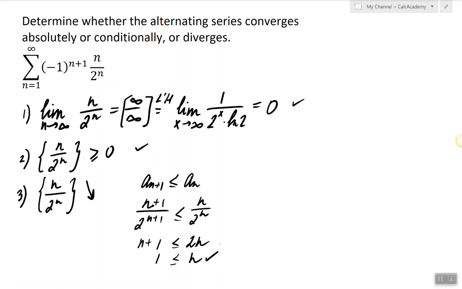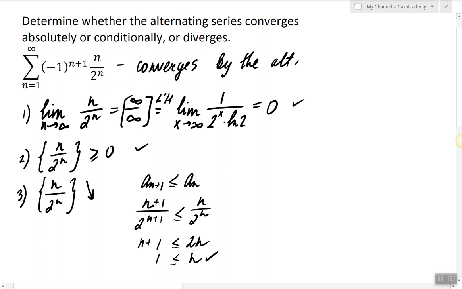Therefore, the alternating series test applies, and therefore this series converges by the alternating series test.